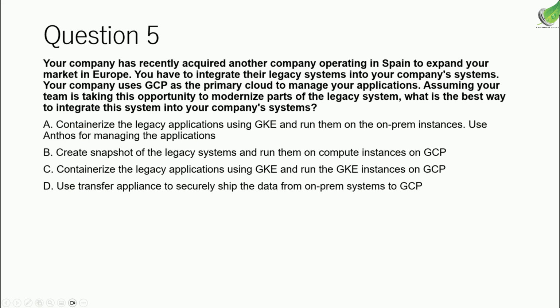Finally, Option D is incorrect because Transfer Appliance is a service specifically for migrating large amounts of data, not applications or systems. This option only addresses a tiny part of the problem and completely fails to address the main requirements of integrating and modernizing the application. Therefore, after a full analysis, the best way to integrate and modernize this system is to containerize the legacy applications using GKE and run them on the on-prem instances, and use Anthos for managing the applications.